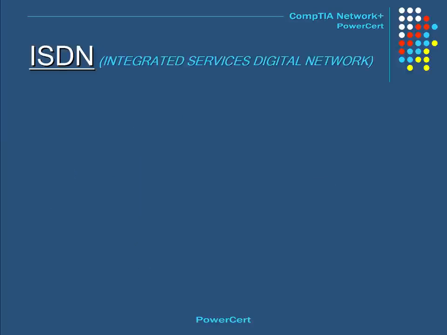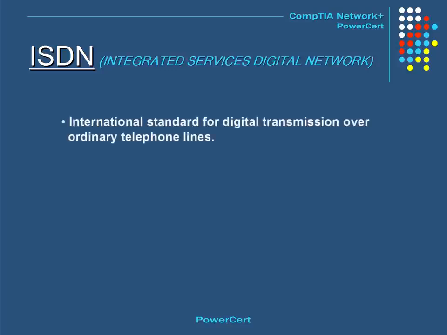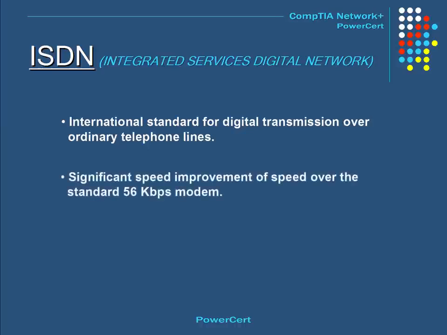ISDN stands for Integrated Services Digital Network. This is an international standard for digital transmission over ordinary telephone lines. In order to use ISDN, users had to install ISDN modems. This was a significant improvement of speed over the standard modem, because a standard modem sends data at a maximum speed of 56 kbps, but ISDN sends data at 128 kbps. But ISDN never really caught on, because of the faster speeds of DSL and cable.